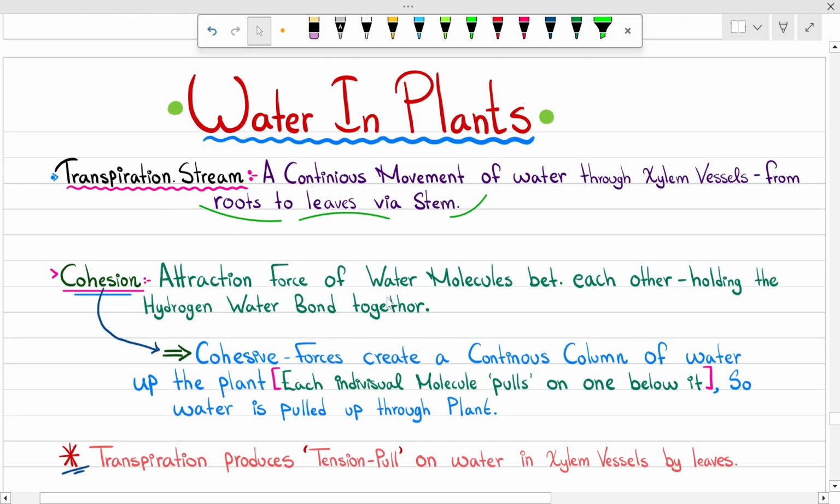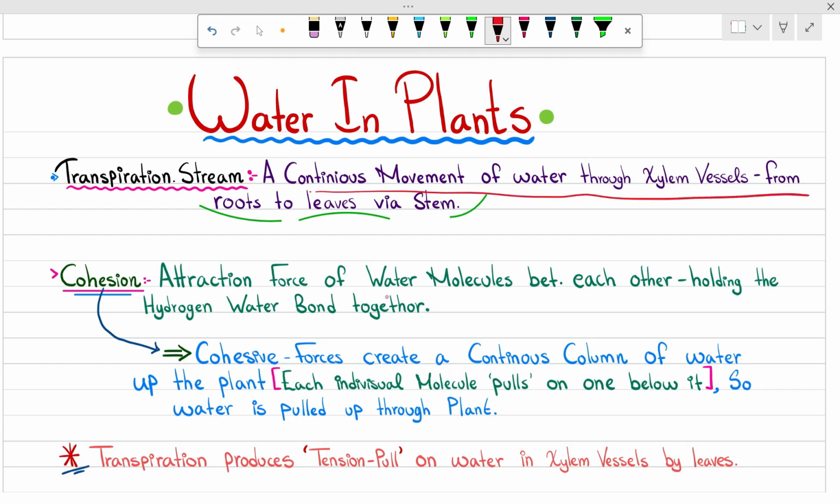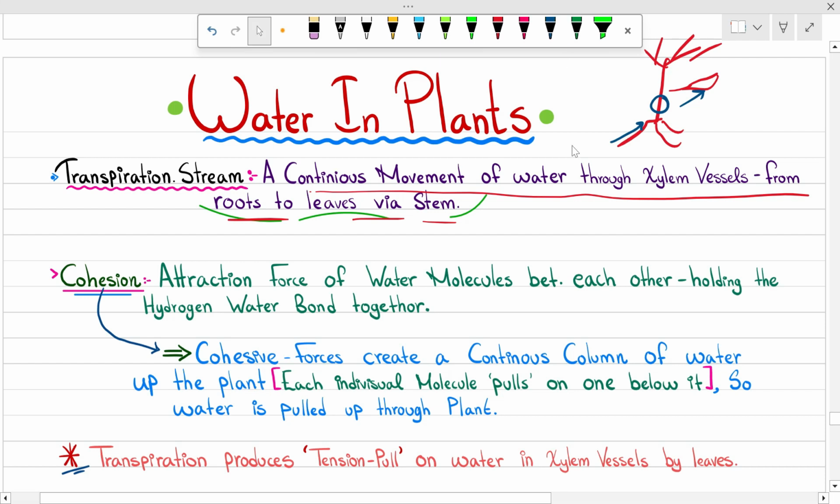Transpiration stream. Transpiration stream is a continuous movement of water through the xylem vessels from roots to leaves via stem. So we have a plant with roots and leaves. Transpiration stream transports water from roots to leaves via stem. Okay, how does this happen? How does water transport itself upwards in the xylem, defying gravity?